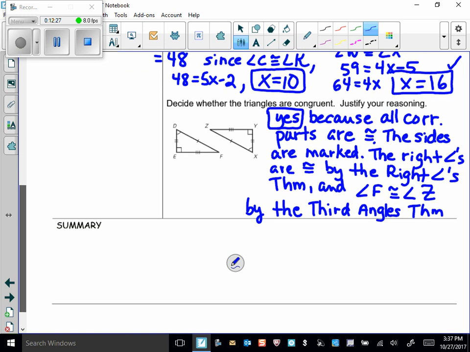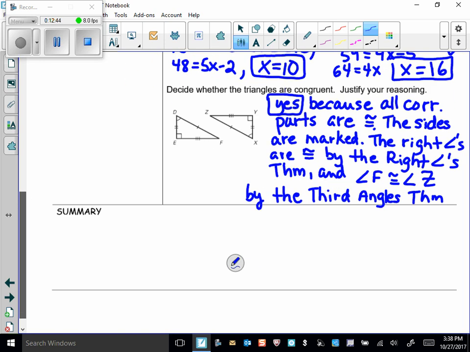And finally, I want to know if these two triangles are congruent. Of course, all the parts are marked congruent except for angles F and Z. So by the third angles theorem, I know that those two are congruent, which means the triangles are congruent.